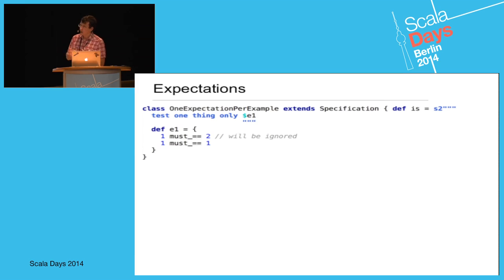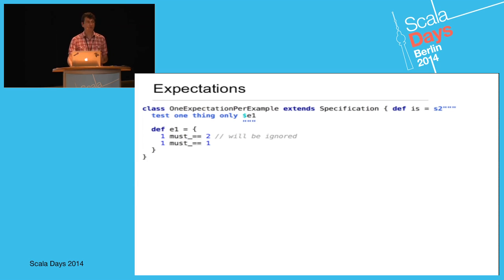So you would wonder why use this style. And this style actually encourages you and forces you in a way to put just one expectation per example, which can be considered as a good practice, because if there's an issue, if there's an example failing, you know exactly what's wrong. It's just failing for one reason.